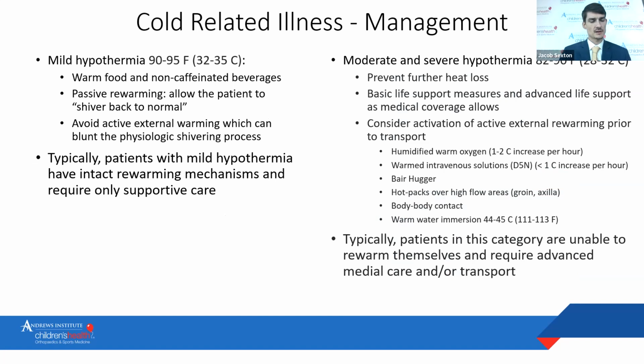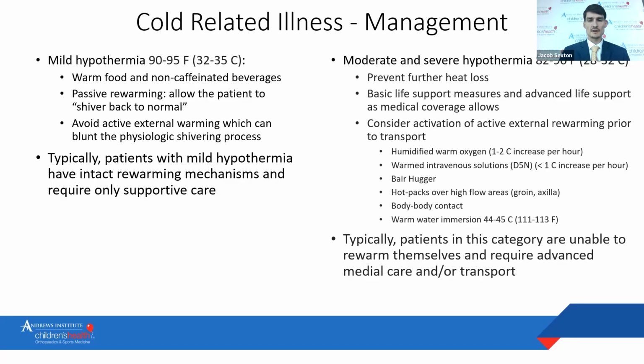So for mild hypothermia, as we discussed earlier, that's between 90 and 95 degrees Fahrenheit. The best method to do is just kind of passive rewarming. So you provide warm food and non-caffeinated beverages at that point in time. You avoid the caffeinated beverages, as you don't want to promote any more diuresis to occur. You also want passive rewarming, allow the patient to kind of shiver back to normal, as opposed to when you get to moderate severe, where you're doing active internal rewarming measures. By doing active internal rewarming measures, you can actually blunt the passive rewarming and physiological shivering back to normal. Typically, though, those with mild hypothermia have intact warming mechanism and require only supportive care.